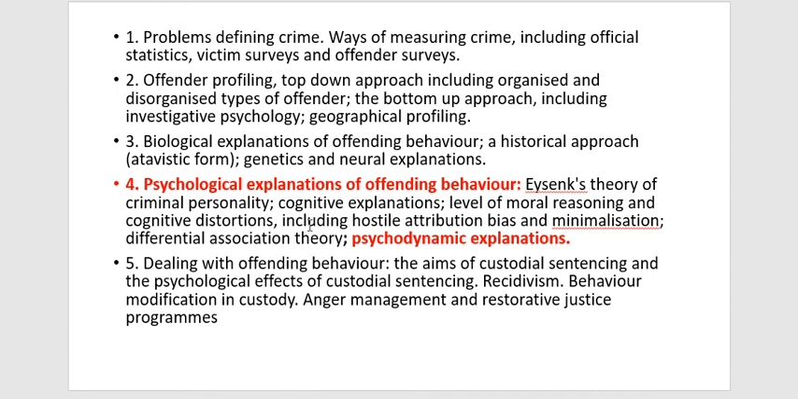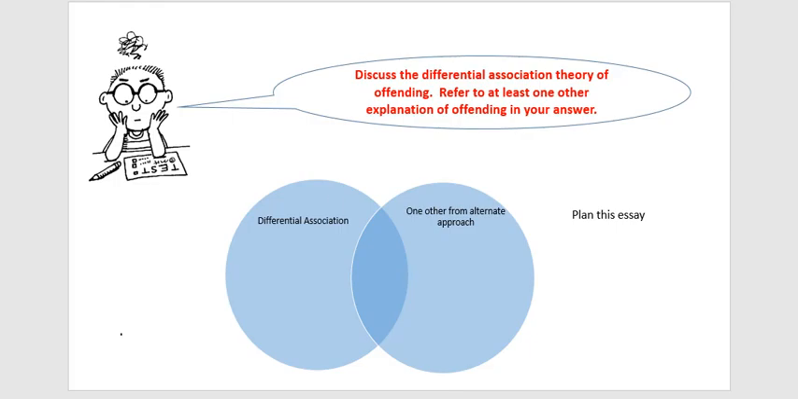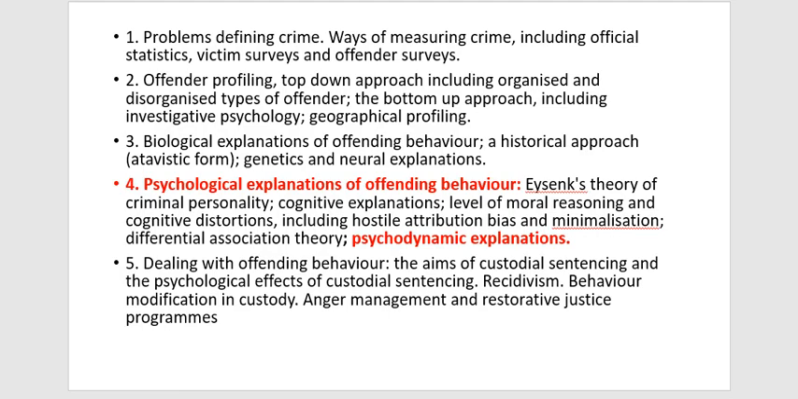Remember that an exam question could ask you to discuss 2 or more psychological explanations. It could ask you, as I started off saying, to look at one theory and then refer to another in your essay as well. So just take the time. You've got your biological explanations, and in theory there's 3, although genetics and neural come under 1, they are separate. And then you've got all your different psychological explanations as well.